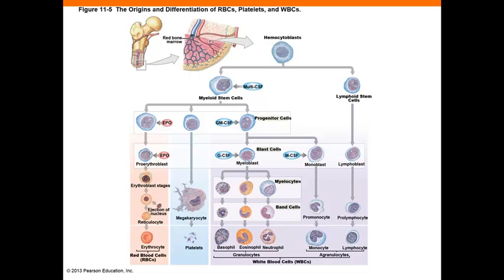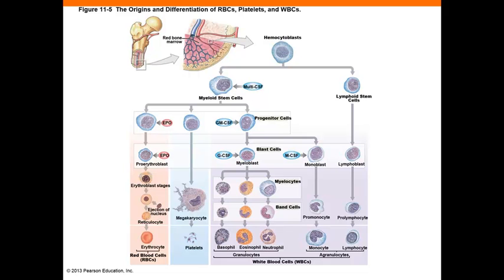Hemocytoblasts at the top produce the lymphoid stem cells, which migrate from red bone marrow to peripheral lymphatic tissues like the thymus, spleen, and lymph nodes. The process of lymphocyte development is called lymphopoiesis. And as is the case with red blood cells, hemocytoblasts also give rise to myeloid stem cells.